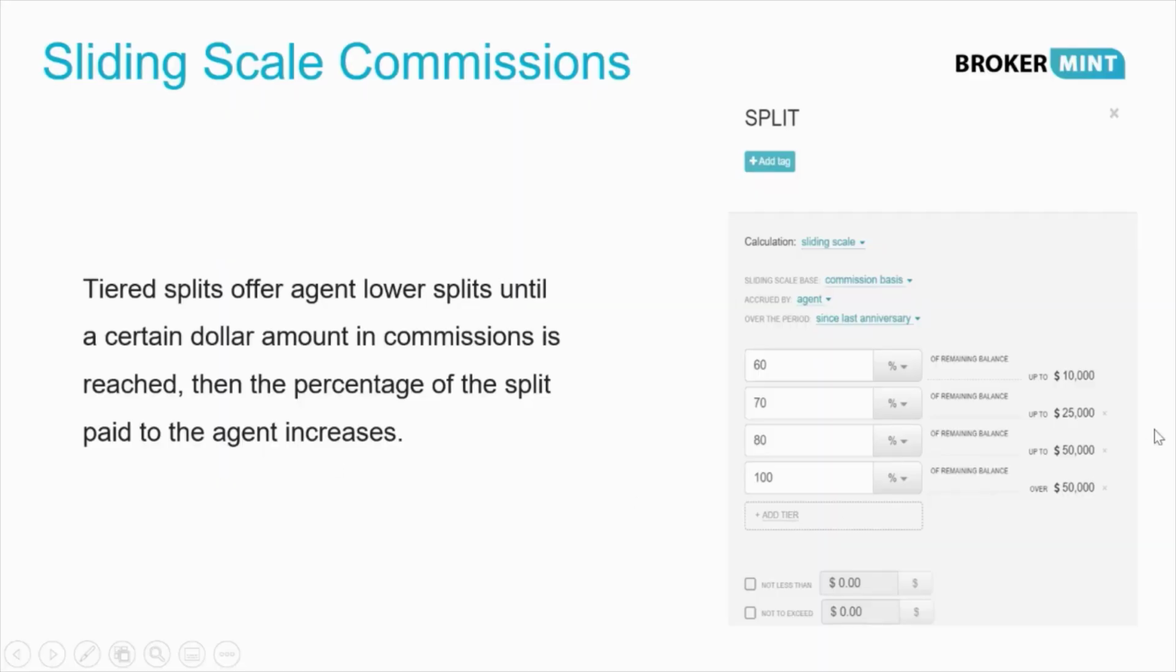Okay, so what is tiered compensation, otherwise known as sliding scale commission plans? Tiered commission plans work like this. The brokerage will offer the agent a lower percentage or a lower split of the transaction until a certain dollar amount in commissions has been reached. Then the percentage of the split paid to the agent gradually will increase as they reach certain dollar amounts and as they have contributed certain dollar amounts to the brokerage.